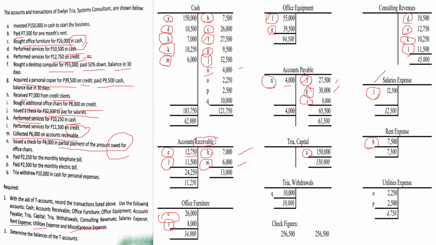Next, letter O. Pay 2,250 for telephone bill. So again, when we pay, we reduce cash. So it is credited. So letter O, we credit 2,250. Now, telephone bill is considered utilities, right? So we look at utilities here. We have a utility expense account. Now, it is an expense. So expense is increased when it is debited. So you debit letter O here 2,250.